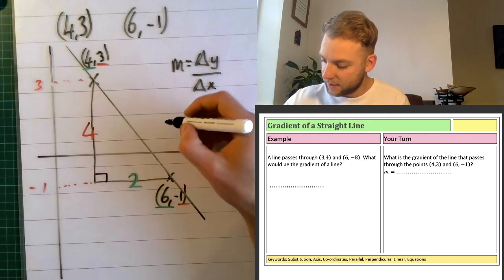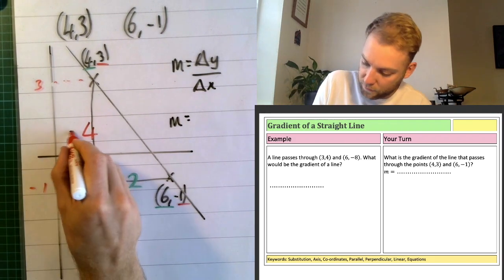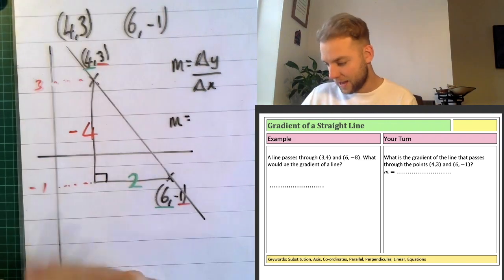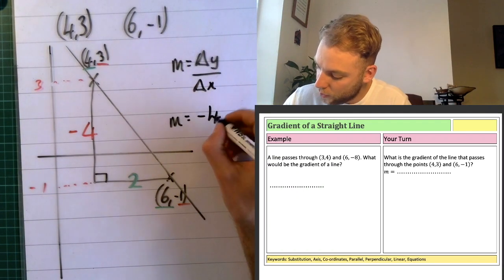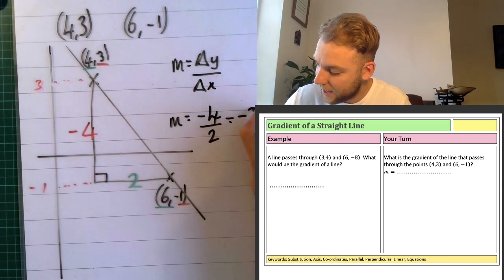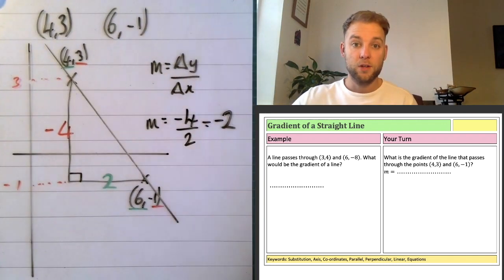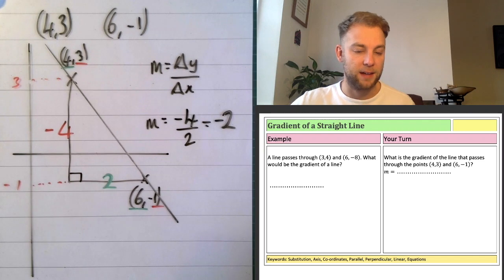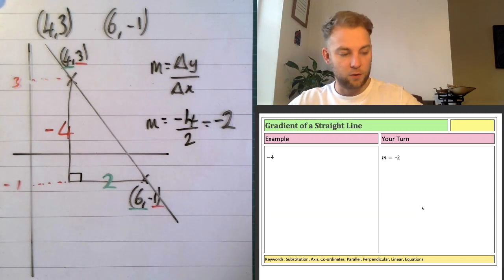So my gradient m is going to be, now, that should be 4 down, shouldn't it? It's coming down, and we know it's a negative gradient, which is going to be minus 4 over 2, which is equal to negative 2. Brilliant. Super. So let's check those answers. Let's see how we get on with them. Minus 4, minus 2. Brilliant.